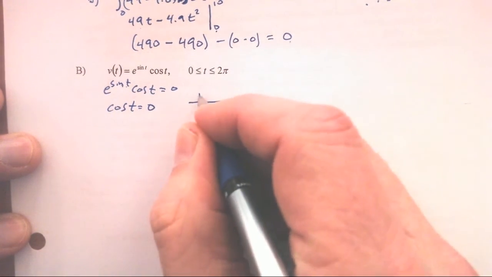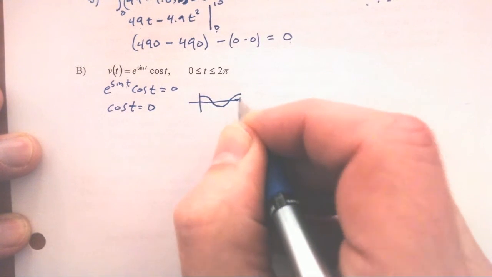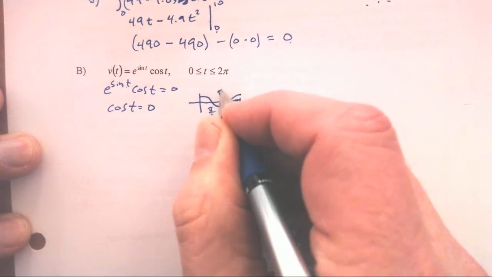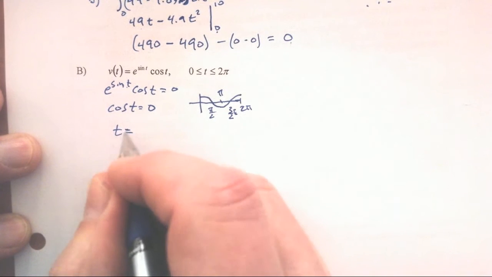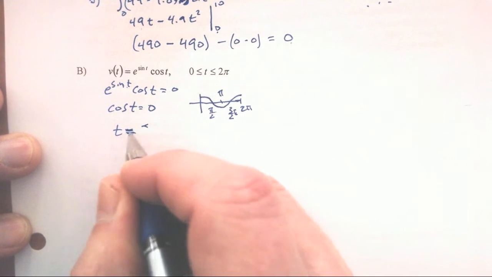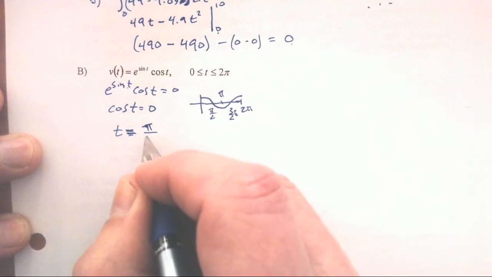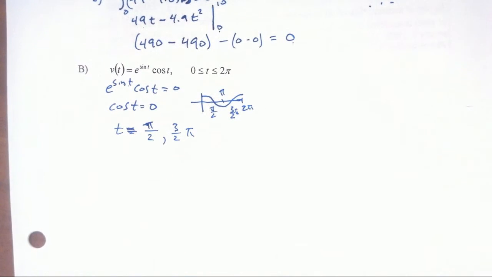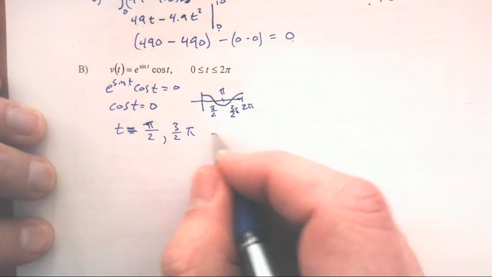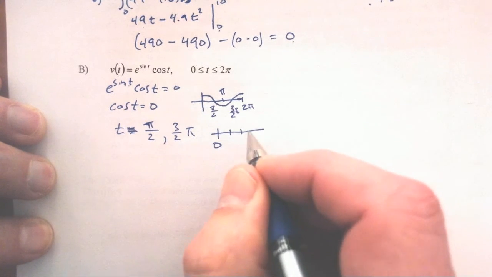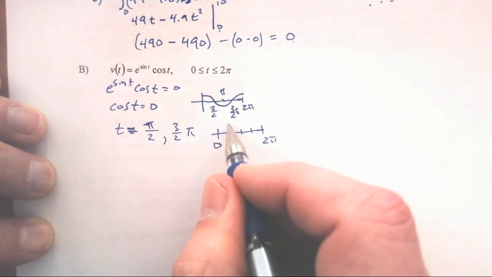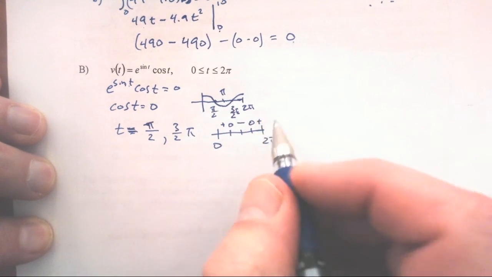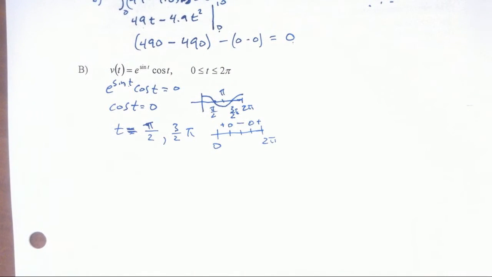Here's the graph of cosine. 2 pi, pi, pi on 2, 3/2 pi. When is cosine 0? At t equals pi on 2 and 3/2 pi. And there's my sine chart right here. I mean, take a look at this. From 0 to 2 pi, we're 0 here and here. We're positive, then we're negative, and then we're positive again. So there's my little sine chart that I built up again.